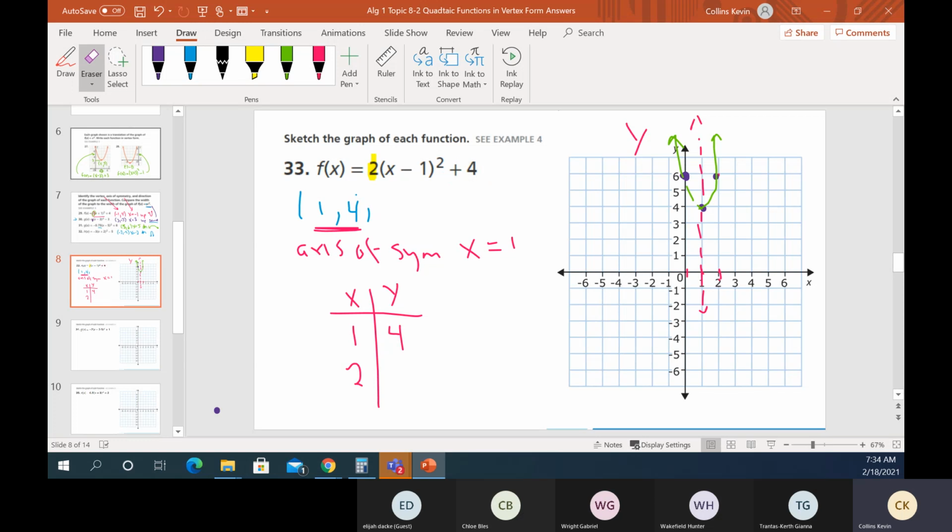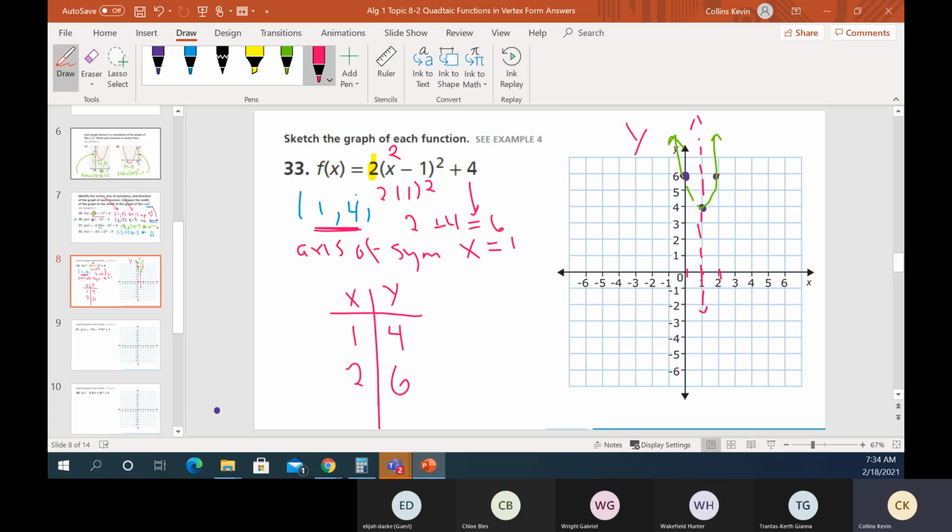So if I go here and plug in a 2, I've got 2 minus 1. So this whole thing becomes 1, and that's 1 squared, which is still 1, right? Times 2, so this will be 2, and then don't forget about this guy, plus 4 is 6. So that's how we got the 6. Okay? So then when x equals 2, y equals 6.